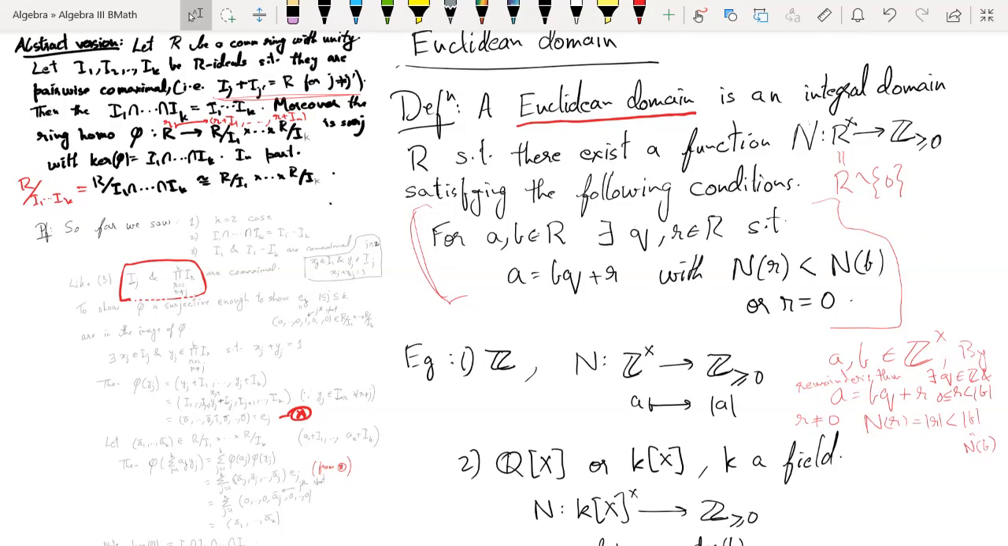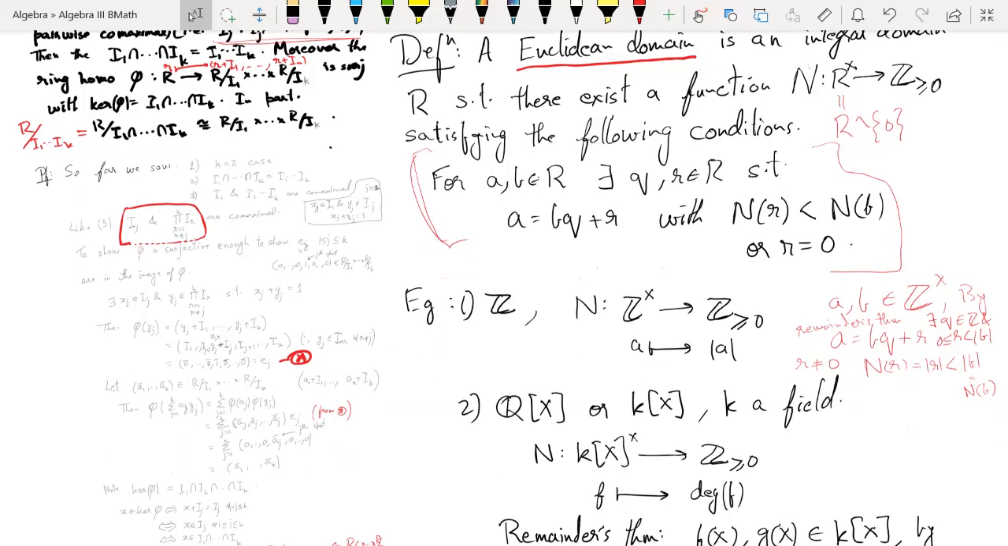Similarly, one can show that Q[x], or K[x], where Q is the rationals and K is any field, the polynomial ring in one variable, is indeed a Euclidean domain. So one has to give a function again, from non-zero polynomials to Z. So what will be this function? The degree. Yes, the degree. Remember the division algorithm for polynomials: if you divide, the degree of the remainder is less than the degree of the divisor. That is what you get. So degree is that function, f going to degree of f.